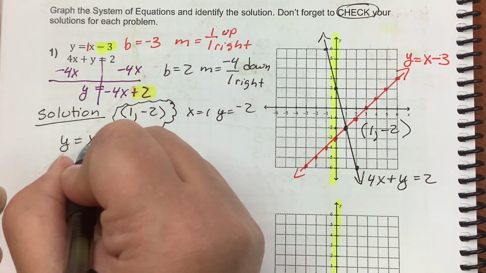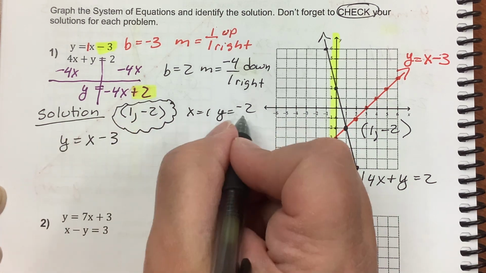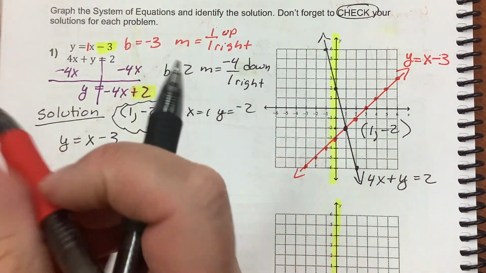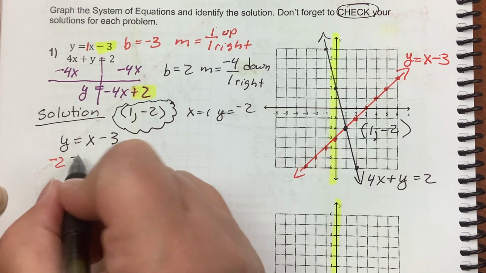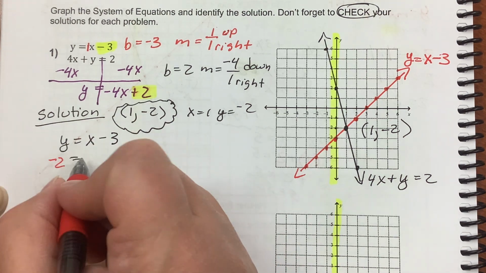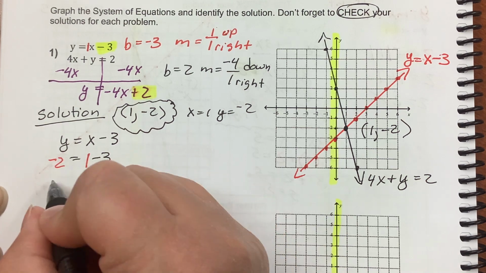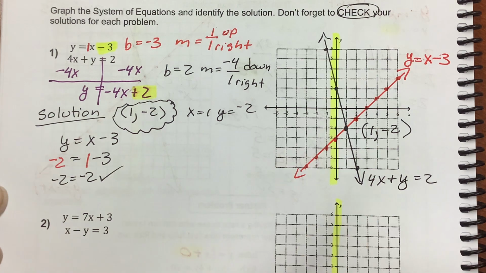y equals x minus 3. Make sure you're putting the right number in the right spot. y is -2 equals, x here is 1, minus 3. 1 minus 3 is -2. -2 equals -2. Yay, it checks. Both sides of the equal sign are the same.